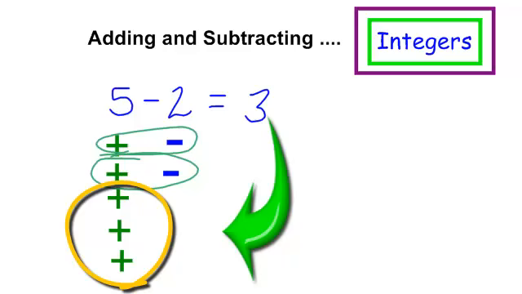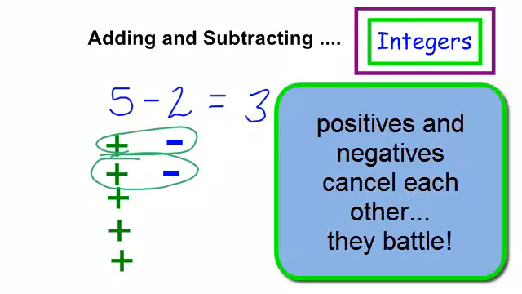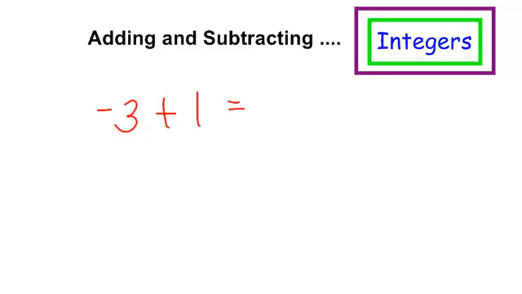So if I have positives and I have negatives, they're going to battle. And who wins the battle? Well, whatever you have the most of. In this case, the positives won. Let's say I have negative 3 plus 1. What does that equal? Well, look in front of the 3. It is a negative. So I have 3 negatives. Look in front of the 1.